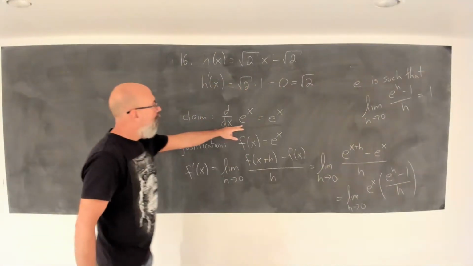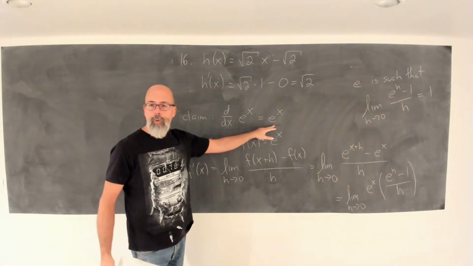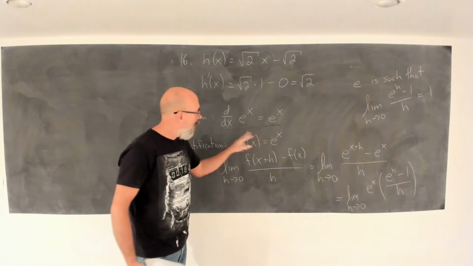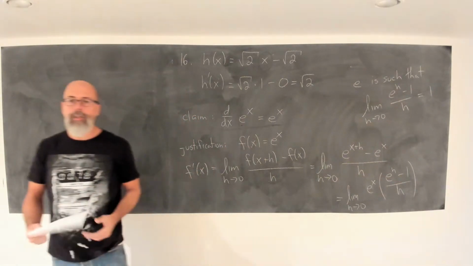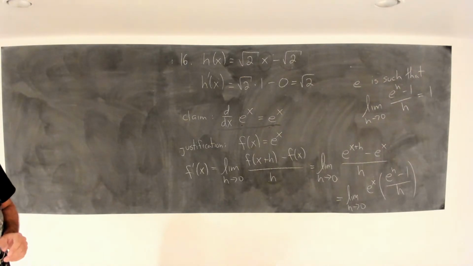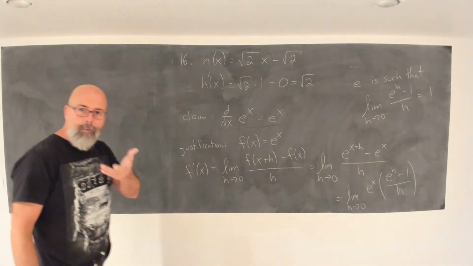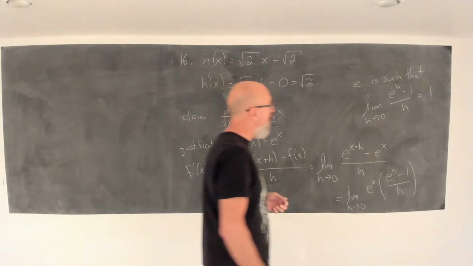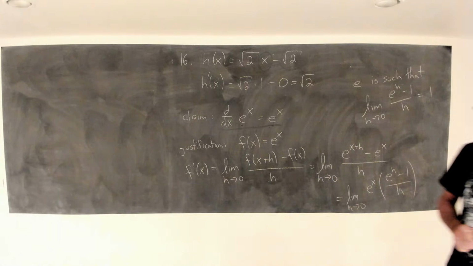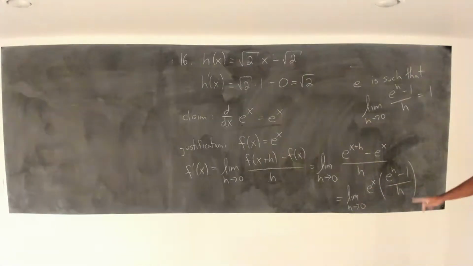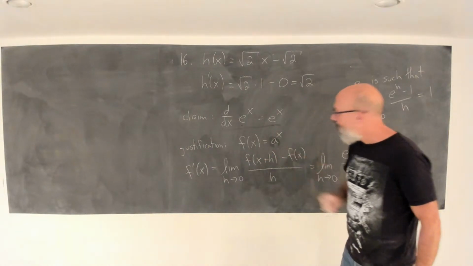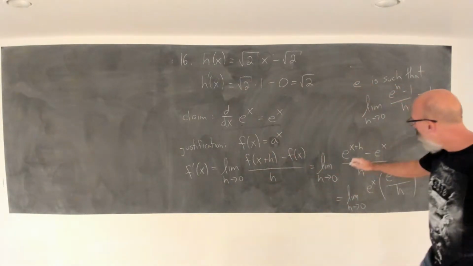We ask, what function is its own derivative? It's a natural question to ask, and e to the x is the answer. People are asking, how does this limit equal to 1? Like I said, we're not in a position to prove that. But this argument can be repeated for any value of a.